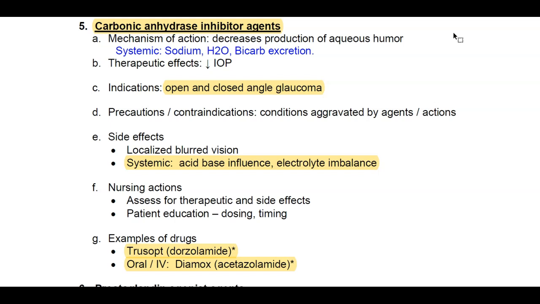Nursing actions include assessing for therapeutic and side effects, and patient education includes educating the patient about the dosing, timing, and all the other extra information that they need to know when they are using these medications. Examples of drugs under carbonic anhydrase inhibitor agents include dorzolamide and acetazolamide. The one that you previously learned is acetazolamide, and just know that acetazolamide can be given PO and intravenously.